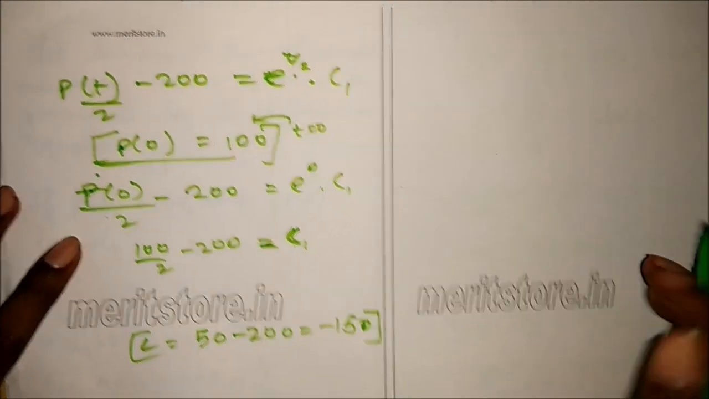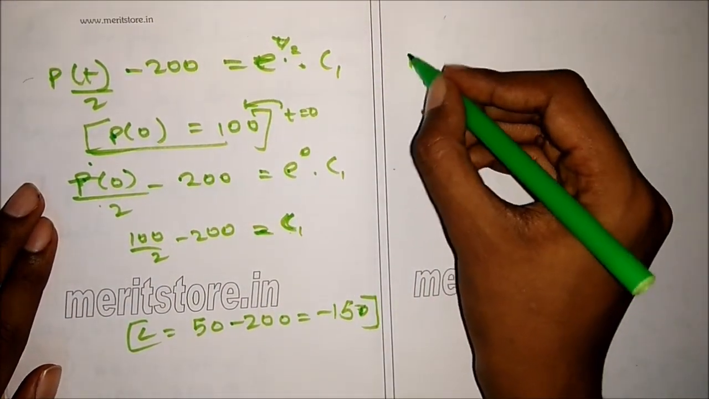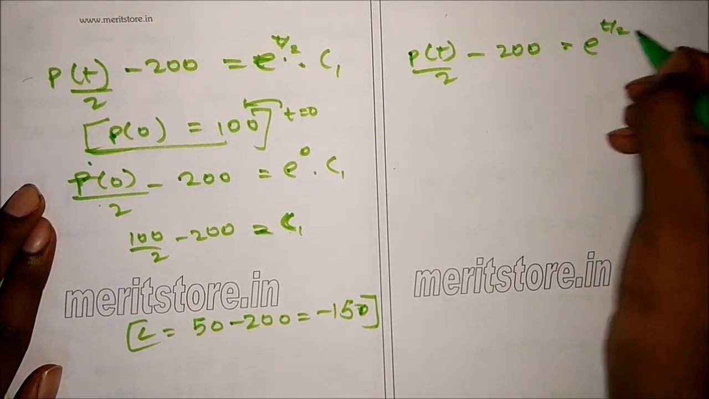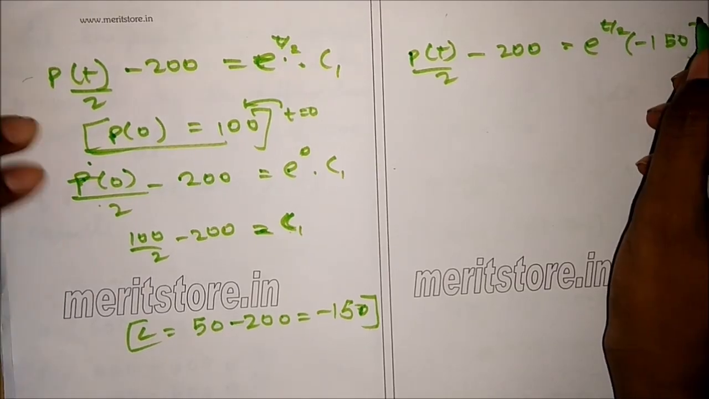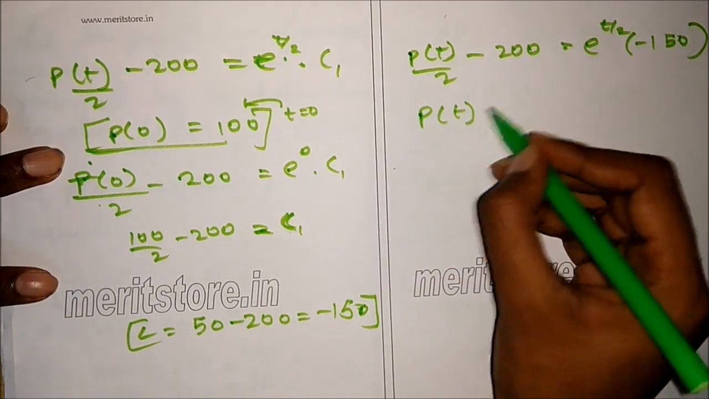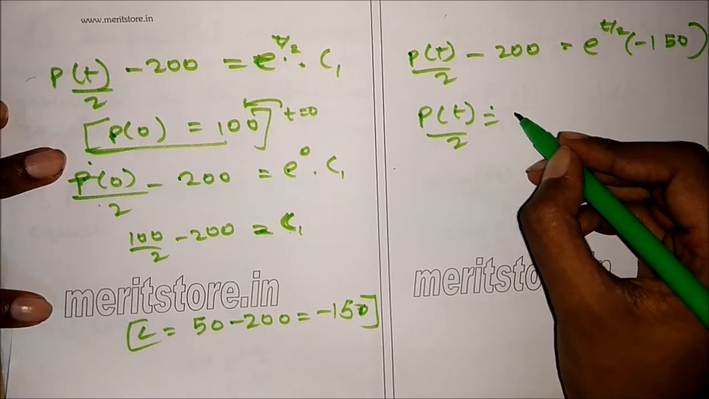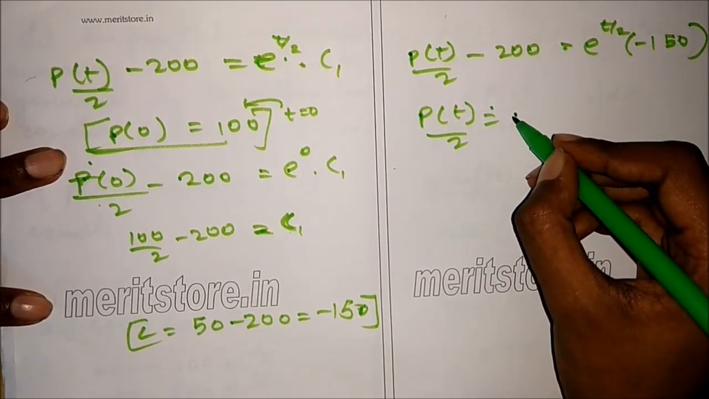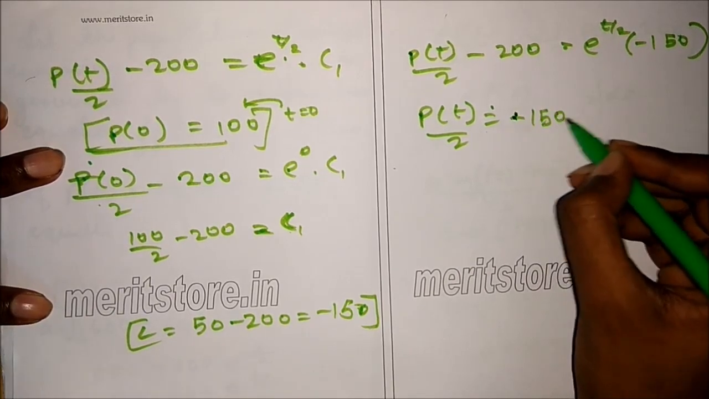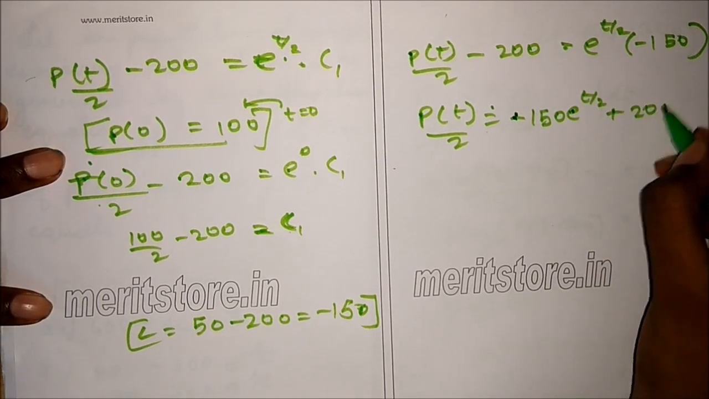So we substitute this in the particular solution. So this will be p(t) minus 200 is equal to e raised to t by 2 into minus 100. That is, p(t) is equal to minus 100 e raised to t by 2 plus 200.